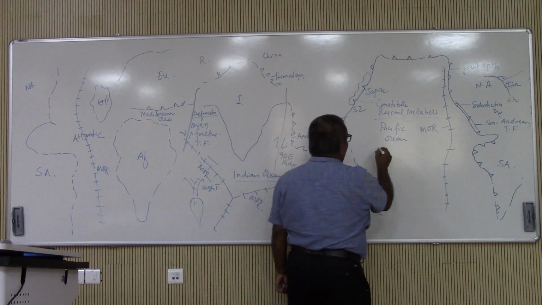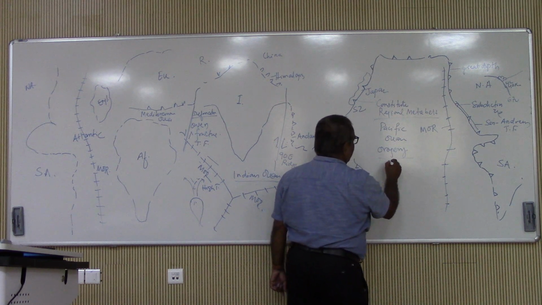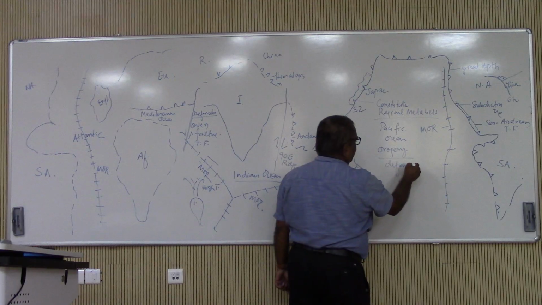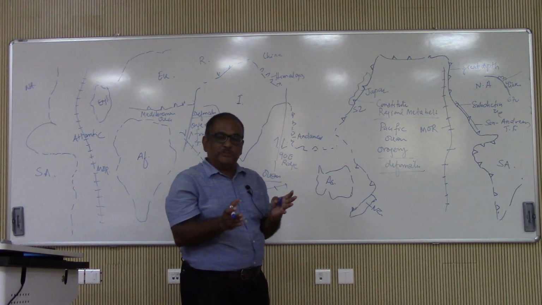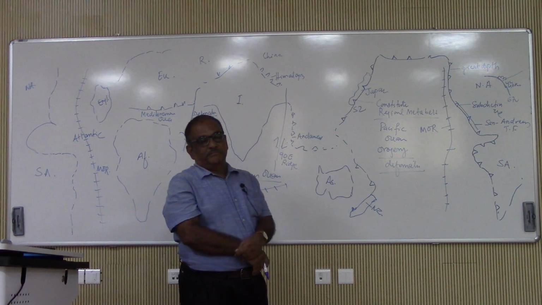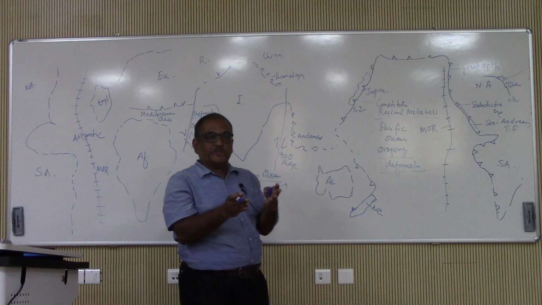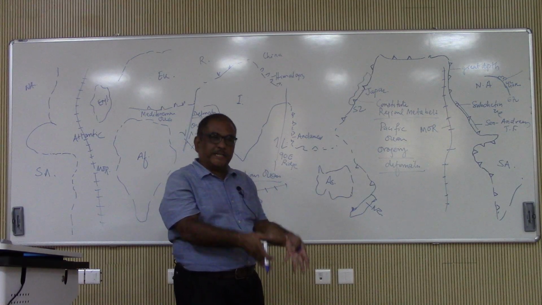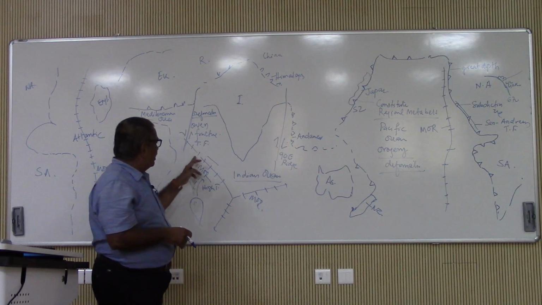Some people name it as orogenic belt. Orogeny means deformation is going on. It is an orogenic belt. This is a regional metamorphic belt, but it is also a regional orogenic belt, because temperature and pressure both are increasing at a great depth. However, these are regional belts.